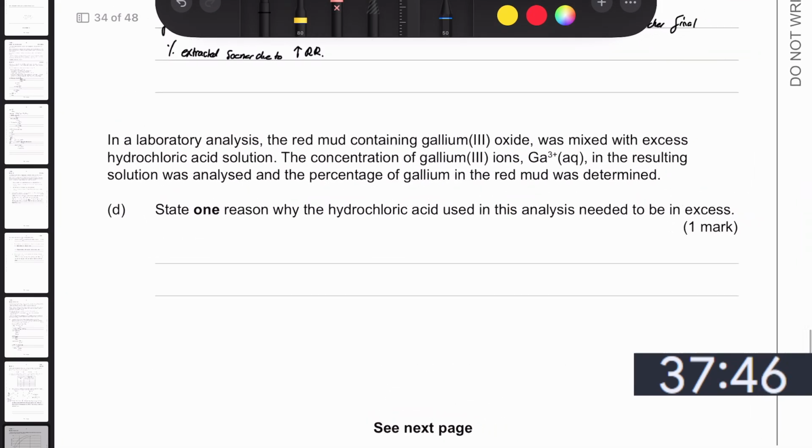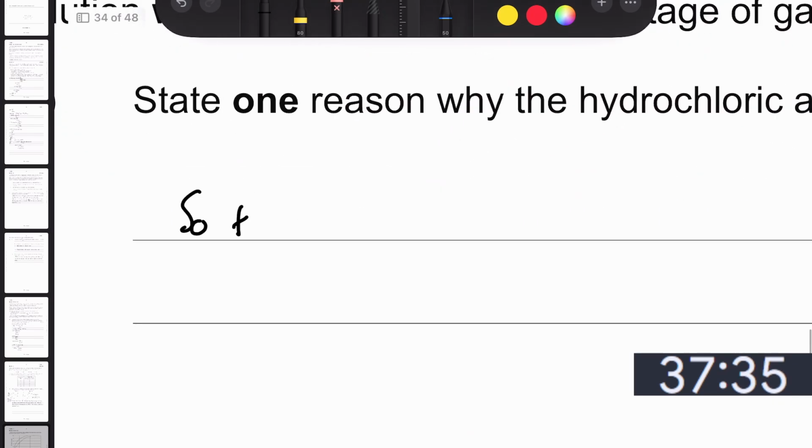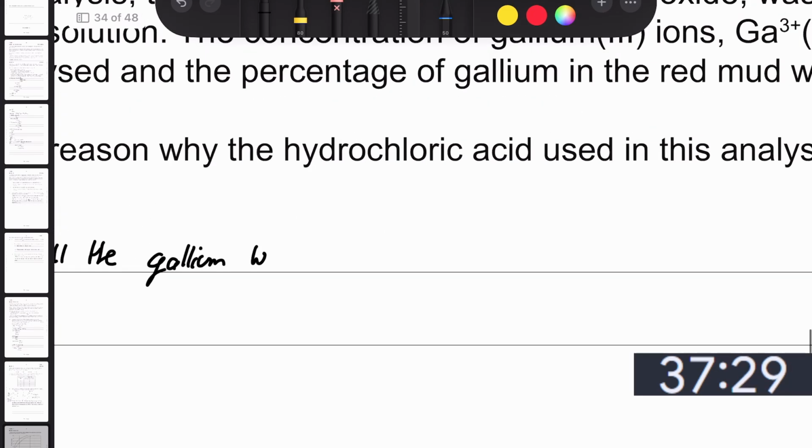In a laboratory analysis containing was a mix of excess hydrochloric acid, the concentration and the resulting was analyzed in percentage of gallium determined. Using analysis needed to be in excess so that all the gallium would be extracted.